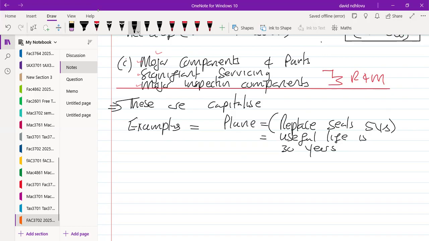So let's say you have a specialized vehicle that you are using as a shuttle. You want to make sure the asset is always in tip-top condition. So what you do, the engine you replace every 2 years. You buy a new engine, you place a new engine there. So that's a major replacement of a component there.